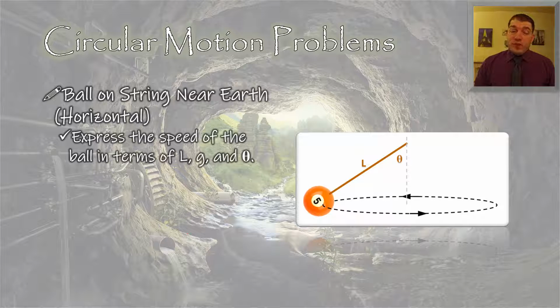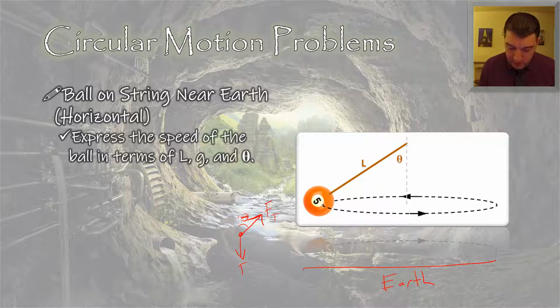For our last problem, we're going to look at a situation where we have a ball on a string where it's still near Earth, but it's a horizontal circle, not a vertical circle. So we look at a free body diagram for this ball. We've got a force of tension acting at an angle theta relative to the vertical, shown in our diagram, and along a rope of length L. And then, of course, we've got the force of gravity acting downward. We're going in a circle. We're not moving up or down. We're going in a horizontal circle.